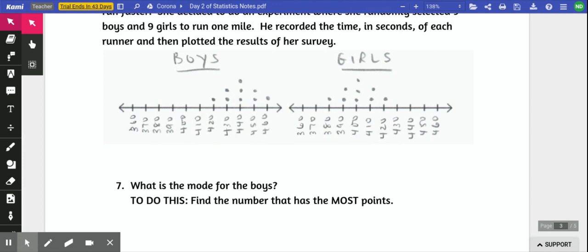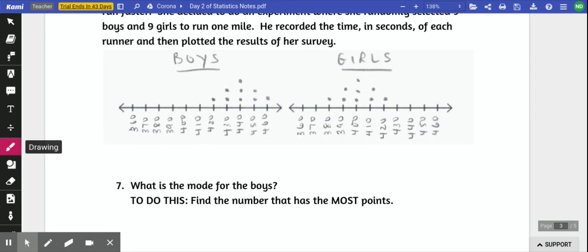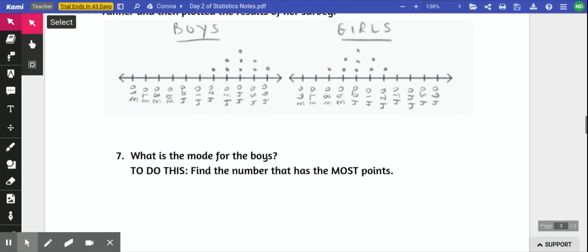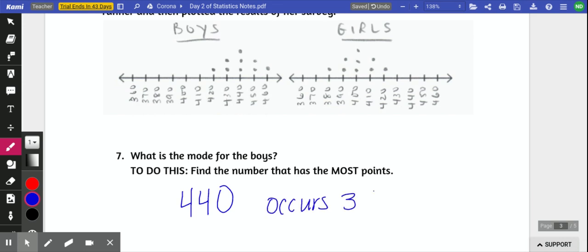And we're first looking at the boys. And if I look at the dot plot for the boys, the most dots I have on a number are 3 dots, and that's on top of the 440. So my mode in this case for the boys is going to be 440 because that is the number that appears the most. It occurs 3 times. Okay, so I know that is my mode.